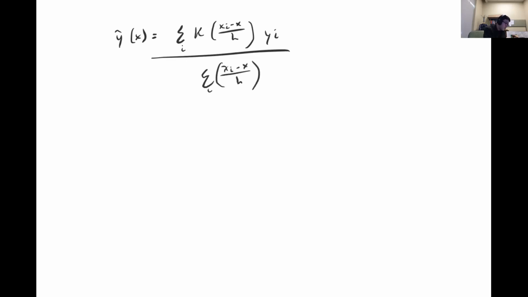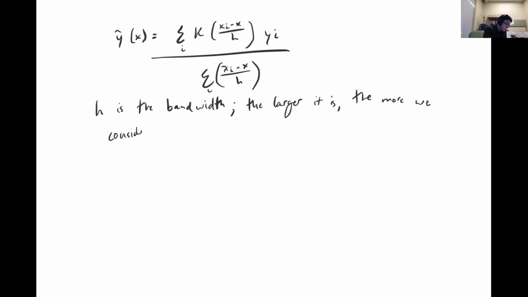Okay, so in this kernel regression, H is the bandwidth. The larger it is, the more we consider farther points. And the smaller it is, the more we consider local points.